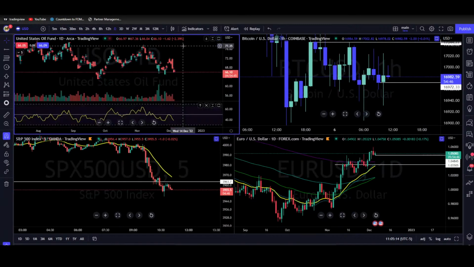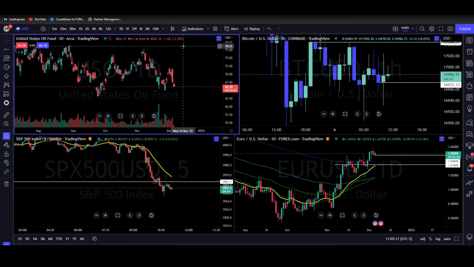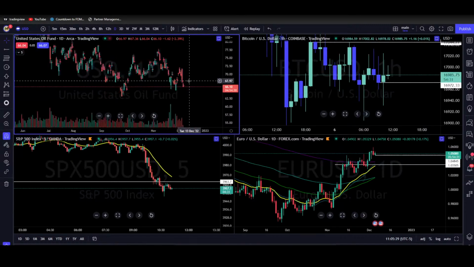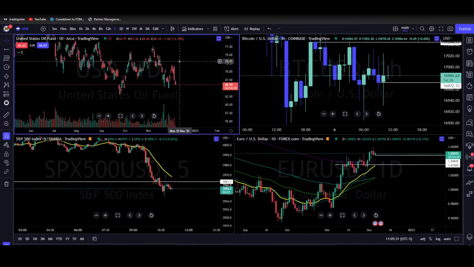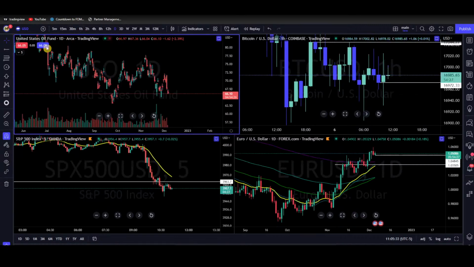Also, they're talking about supply. They're going to limit the amount of supply. That's going to bring in demand. If there's no supply, then the demand will kick up. Higher demand means higher prices.